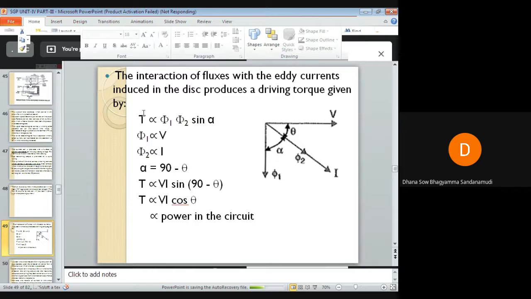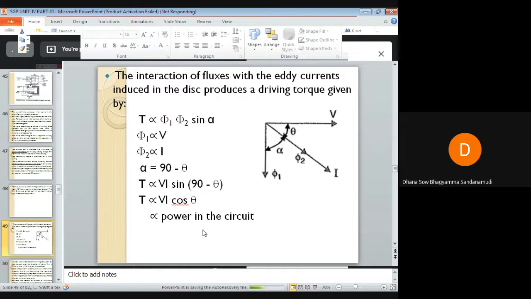So you can rewrite this torque equation as T is proportional to VI sine(90 minus theta), where sine(90 minus theta) is cos theta. So T is proportional to VI cos theta, which is nothing but the power in the circuit. So torque is proportional to power in the circuit. It is clear that the direction of the operating torque or the driving torque on the disc will depend on the direction of the power flow in the circuit to which the relay is associated.